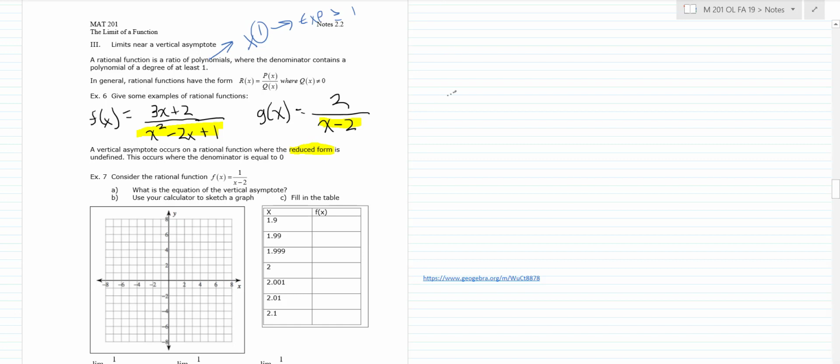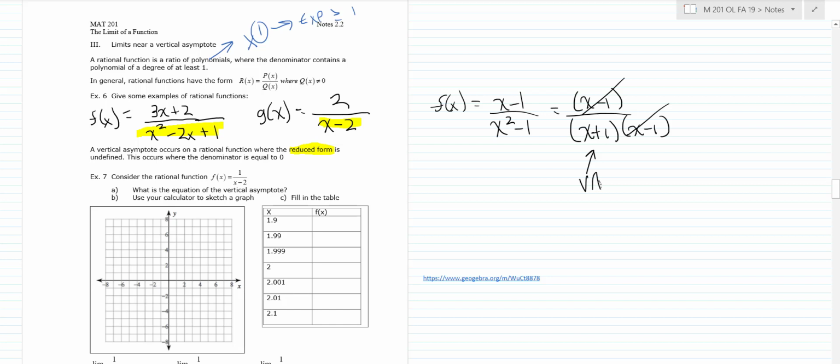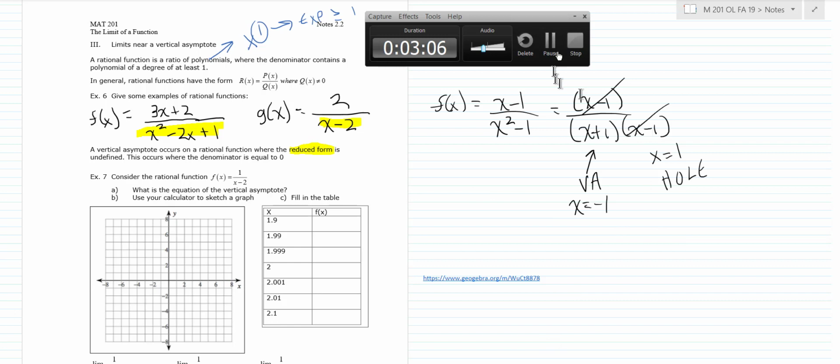I'm going to mention one thing here. If you had a rational function like x minus 1 over x squared minus 1, it turns out that you could factor the denominator, and you would have x plus 1 times x minus 1, and that would cancel out the x minus 1. So the leftover vertical asymptote would be there. This function's undefined at -1, so you'd have a vertical asymptote at x equals -1, but you wouldn't have one at x equals 1. You would have what we call a hole. We'll look at some situations like that in a few minutes. So the idea is the vertical asymptotes are where the reduced form is undefined.